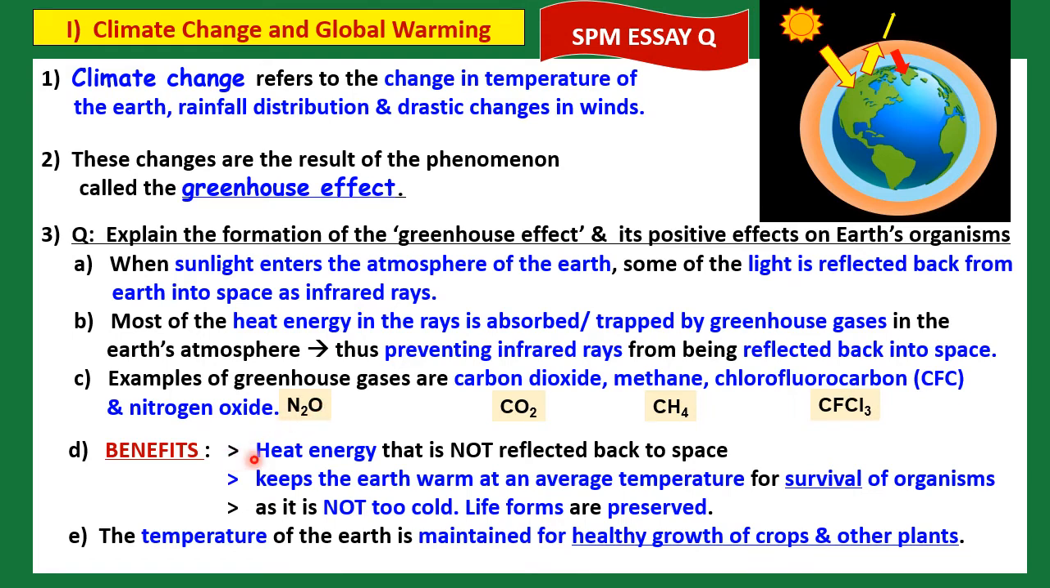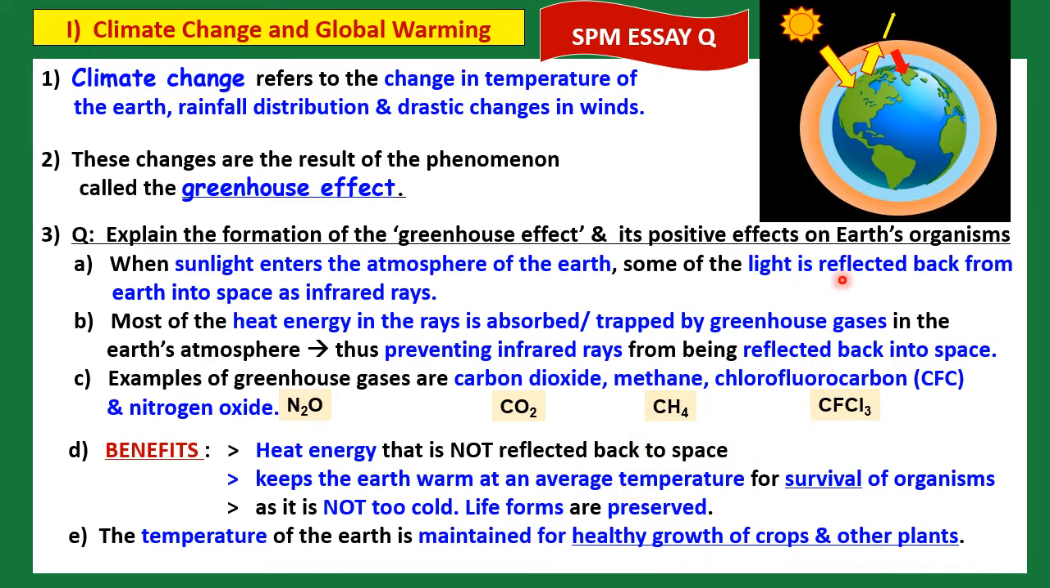Now, benefits. Heat energy that is not reflected back to space will keep the Earth warm at an average temperature for survival of organisms, as it is not too cold and life forms are preserved. So this is the benefit and the advantages of having the greenhouse effect. The temperature of the Earth is maintained for healthy growth of crops and other plants. So you must know the benefits. All right.